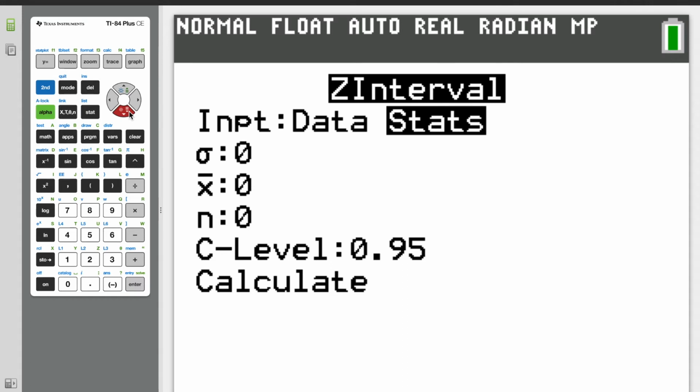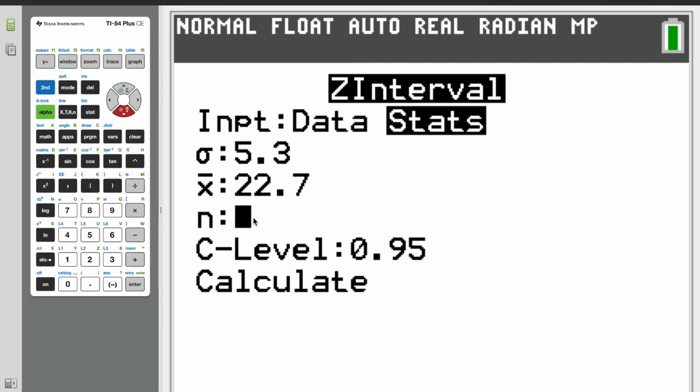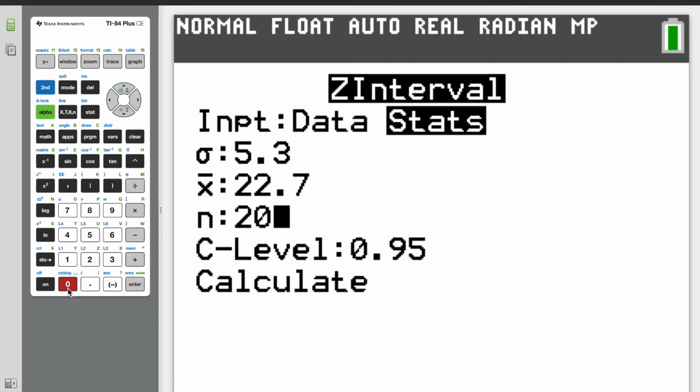And in our problem, we were looking at the ages of all students that attend VCU. And so you need to watch the previous video to understand where these values are coming from. But just so that you have an example, we had 5.3 for our population standard deviation. X bar is a sample mean. So in our problem, we had 22.7. And n is always your sample size. So in our problem, we had 20 for our sample.